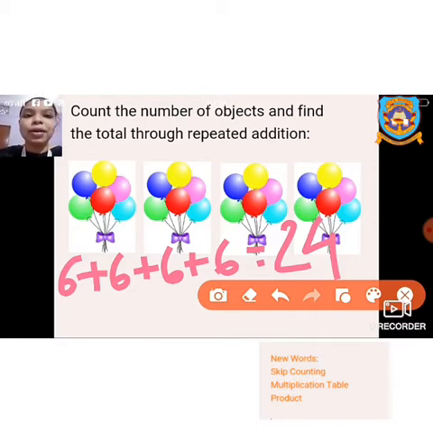So I hope you remember, children. What is repeated addition? Repeated addition means putting an equal number of objects in each group.